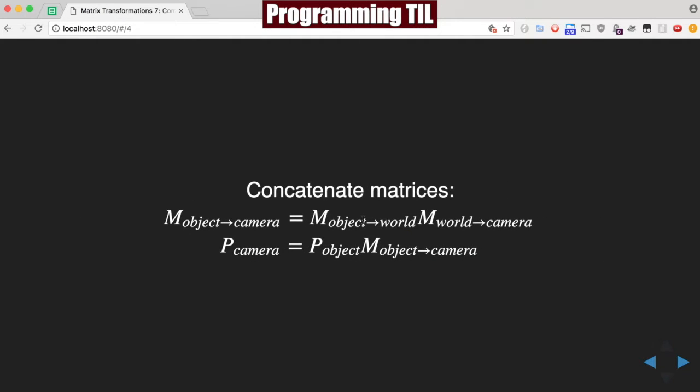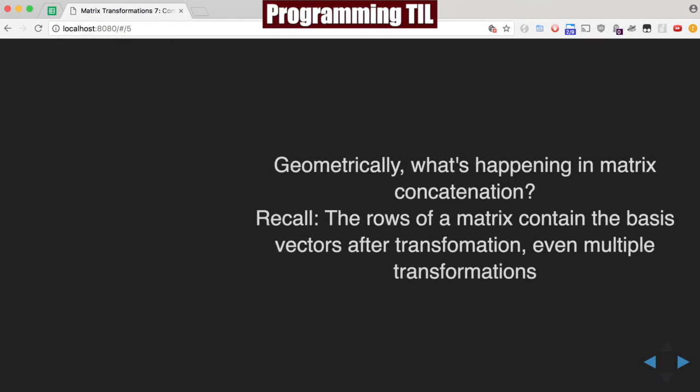So this object to world space and world to camera space can be shortened to object to camera space. So finally, we end up with the position of the camera is the position of the object times the transformation of object to the camera space.